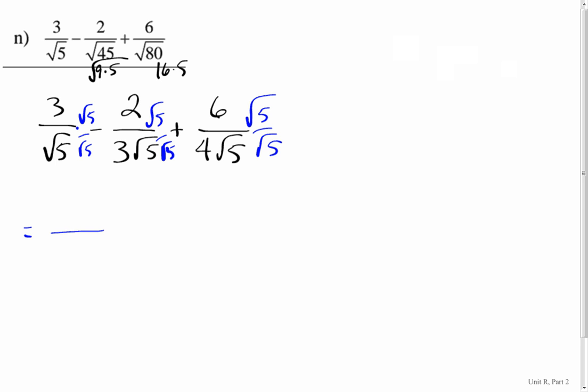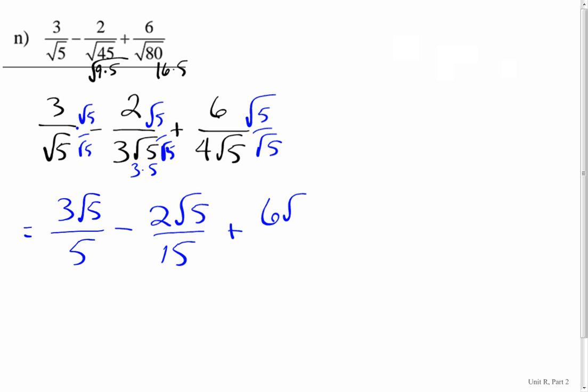So on the bottom here, I'm going to get 3 root 5 over 5. This over here is going to turn into 3 times 5, so I'm going to get 2, so minus, oops. I said minus, so I was going to write plus. 2 root 5 over 15 plus, and then over here it's going to become 6 root 5 over 20.